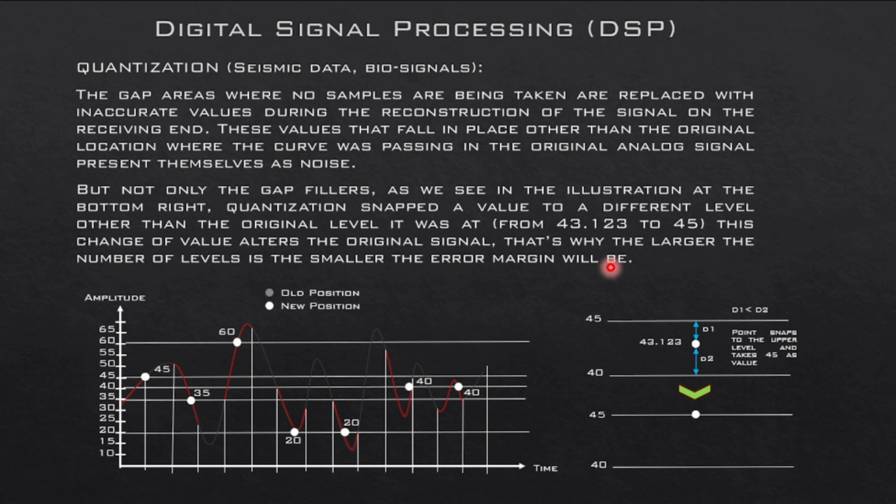That's why the larger the number of levels is, the smaller the error margin will be. Why? Because these levels would be stacked upon each other. They would be much closer. So the error margin would then be reduced. Why? Because the maximum distance of error, which would be half of the distance between 45 and 40, would be narrowed down. So you would narrow down the error factor.